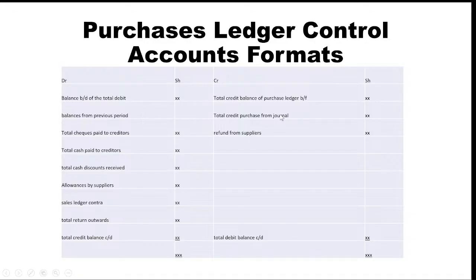On the right hand side, the credit side, we have the total credit balance of the purchase ledger brought forward. Then you have the total credit purchase from journal, also referred from suppliers. On the right hand side, we are going to get the total debit balance carried down. On the left hand, total credit balance carried down. So this is a format. We are also going to handle an example so that we get all the information.